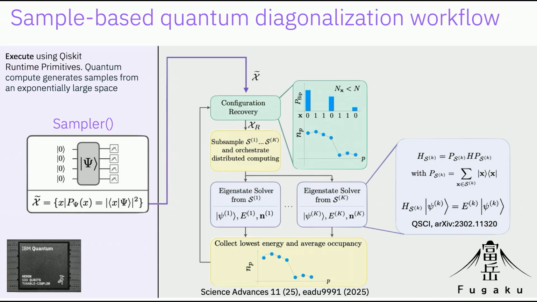Okay, so what's the idea? How does this work? How do we get around that measurement problem? This is a simplified picture of the workflow. First we prepare a wave function on a quantum computer, which we believe is a good approximation of that ground state. Once that wave function is prepared, we measure from it. So we extract a set of measurements, chi tilde, from that quantum computer.